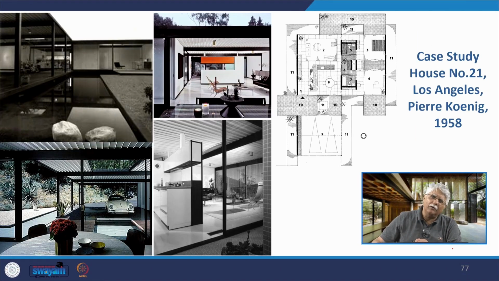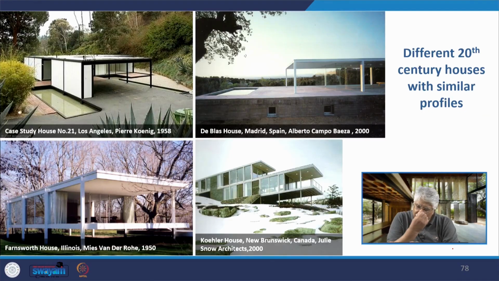These are some of the pictures of the case study house number 21, and similarly we find different 20th century houses which have similar profiles. So the original ideas of the modernist international style houses got replicated in later houses also in the 20th century. Not only do we find that in the Farnsworth house, but in much later houses like the De Blas house by Alberto Campo Baeza and the Kohler house in Canada by Julie Snow. Again, I am making an attempt to show you more buildings so that your architectural vocabulary gets extended, though we may not be able to talk in detail about some of these projects.